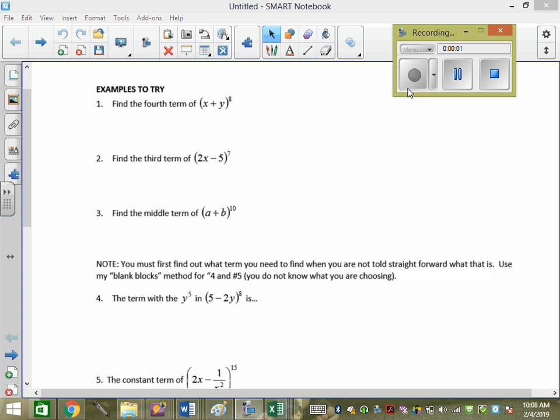So we went through these ones where it was like the fourth term, the third term, the middle term, last day. If it asks you for the fourth term, what's that telling you? What's that giving you? K equals 3, because K is always one less than the term. So if it gives you the term number, it's giving you K.